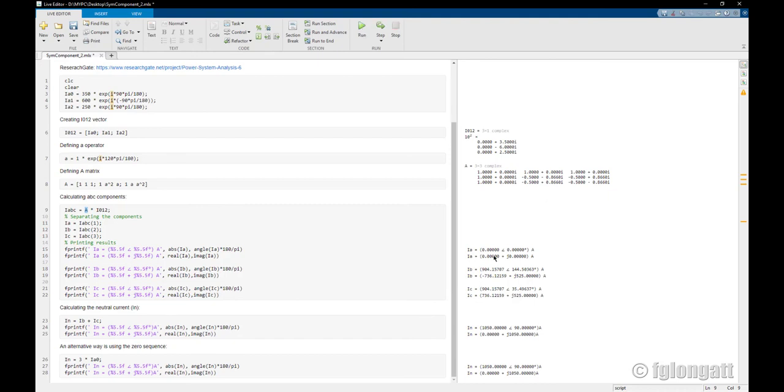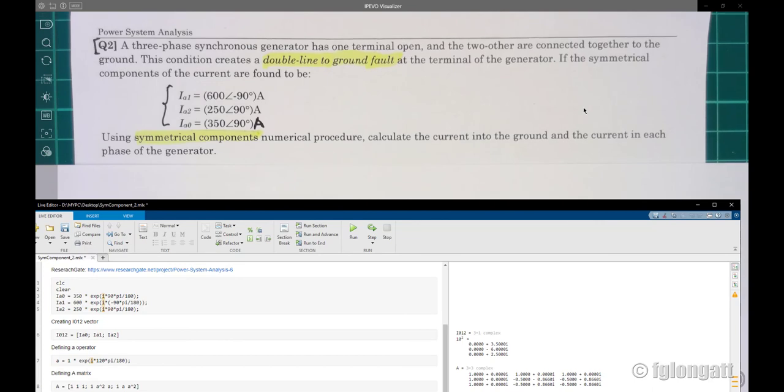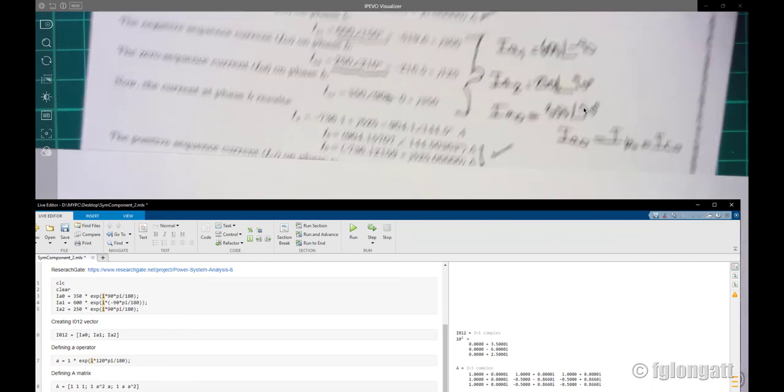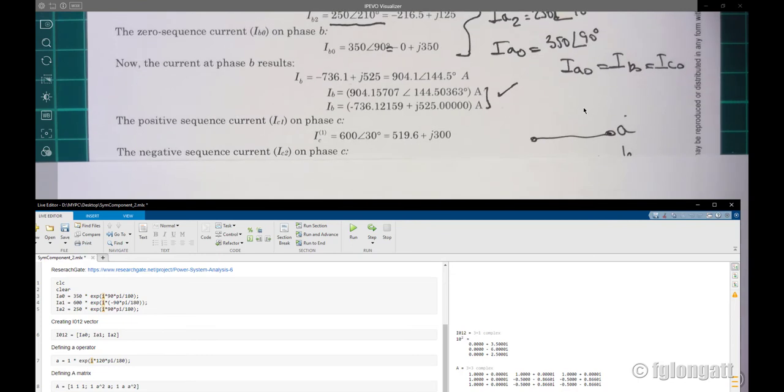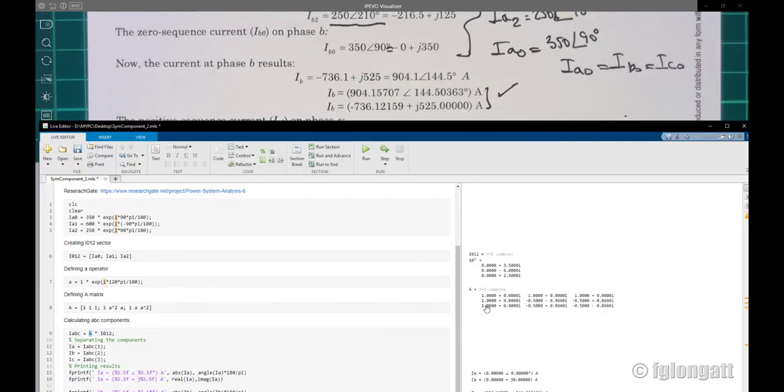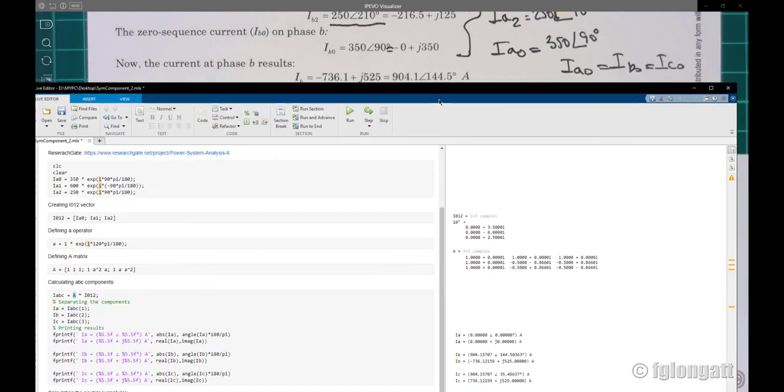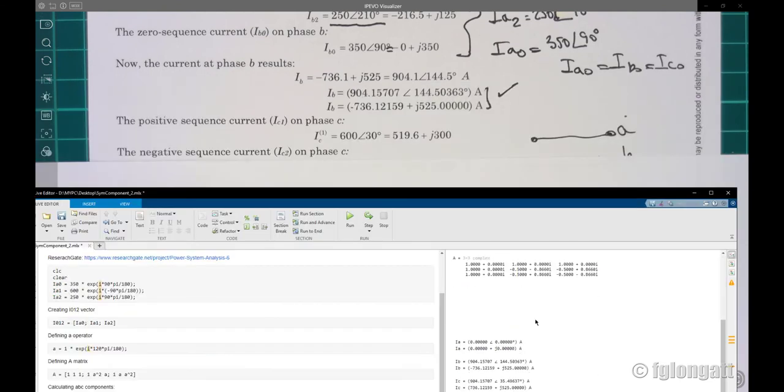Here you can demonstrate that the current in phase A is 0. Here you can compare the numerical results. Remember, my students love checking results and seeing if the professor makes any mistake. I don't know if I made a mistake, so let's see. For phase B, it is 904 amps at 144 degrees. That is perfectly fine. That is the proper solution.